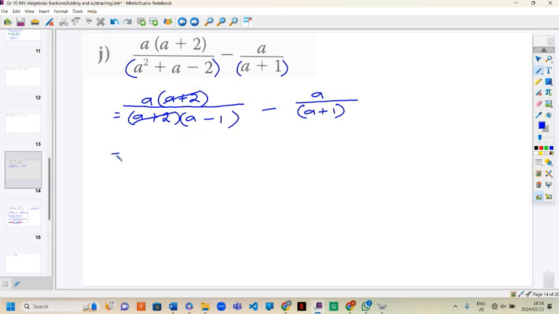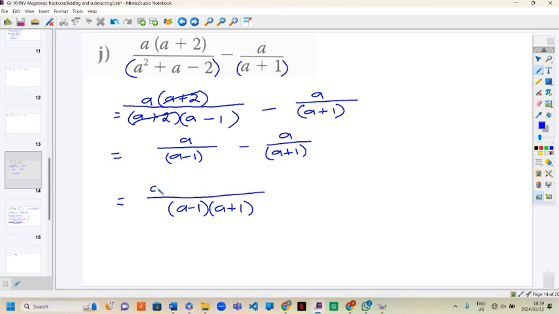So what's left over here in this fraction? A over a minus 1 and a over a plus 1. You already know how to do this. There's nothing common there, so I'm going to take all of it down: a minus 1, a plus 1. What's missing here? We're missing an a plus 1. What's missing here? We're missing an a minus 1.